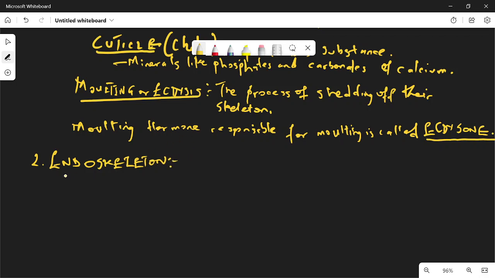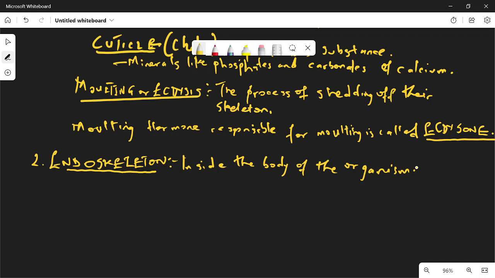So this particular type of skeleton is found inside the body of the what? Of the organism. This particular type of skeleton, called endoskeleton, is found inside the body of the organism. It occurs inside the animal body, such as in the cartilaginous skeleton of fishes.